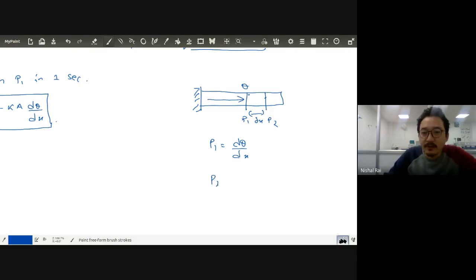Then the temperature at P2 will be the temperature over here, theta, which is the excess temperature actually, plus d theta by dx times how much the heat has traveled. The heat has traveled how much? Delta x.